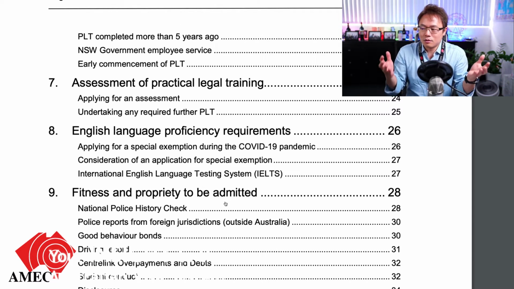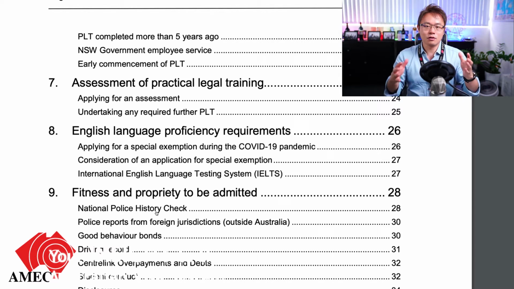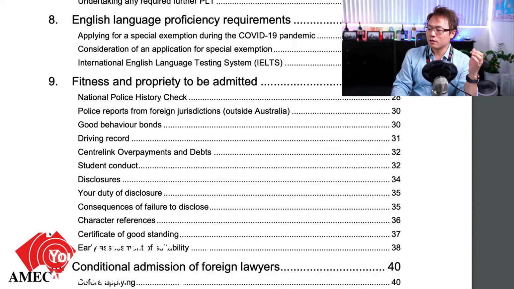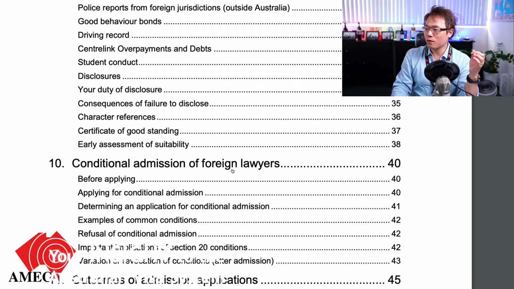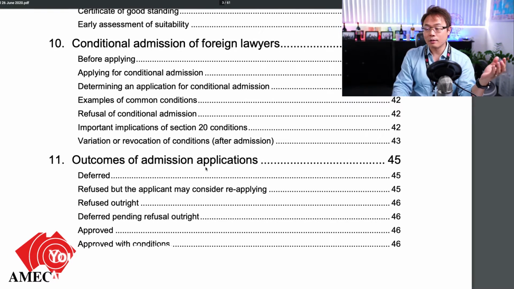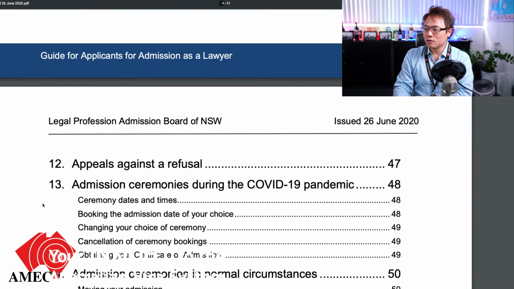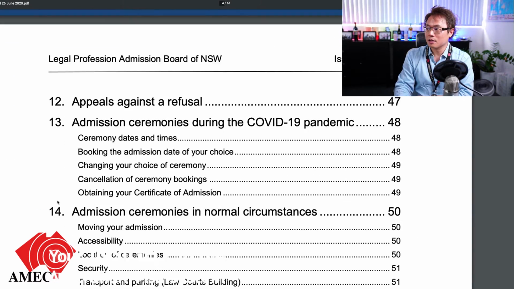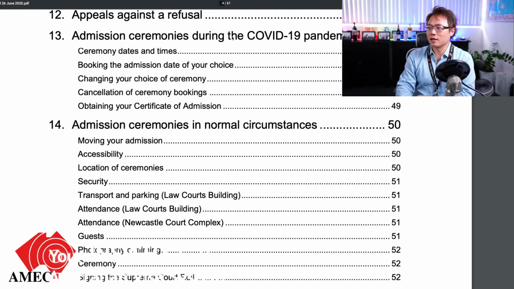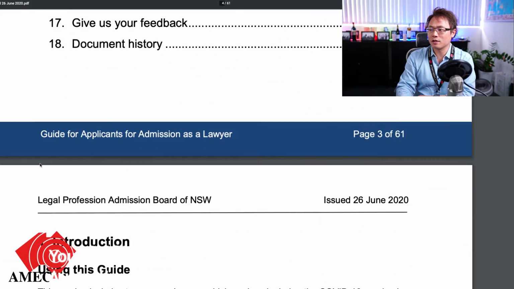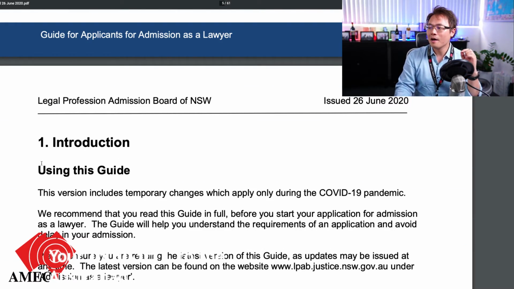Fitness, that means you need a national police check, you need to be of good character, and conditions for meeting foreign lawyers, and then the outcome basically means the admission. So it actually includes, and you can appeal if you don't like it. If they don't like you, you can appeal. So there are actually 61 pages of all these. This is a very comprehensive booklet.